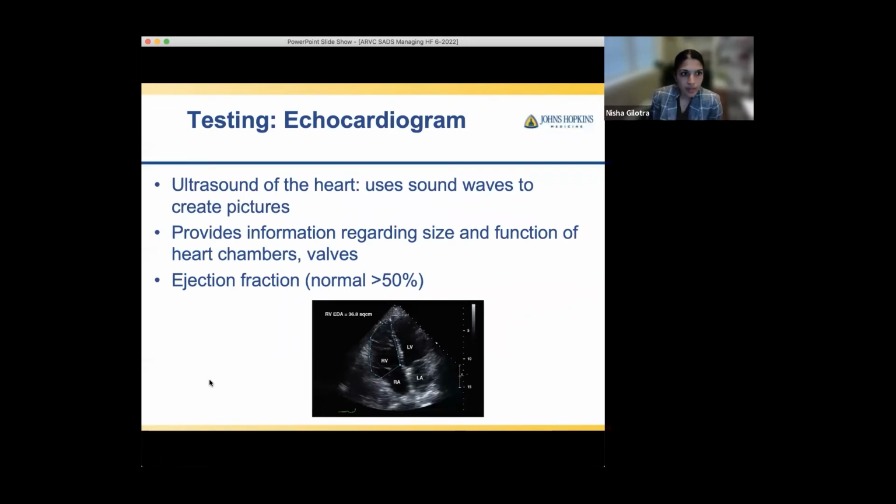In terms of imaging, echocardiography is something that everyone is probably familiar with getting, or family members are familiar with. We use sound waves to essentially create pictures of the tissue in the heart. And that can tell us about the size of the right ventricle, and ARVC, can tell us about that tricuspid regurgitation, and it can tell us the ejection fraction.